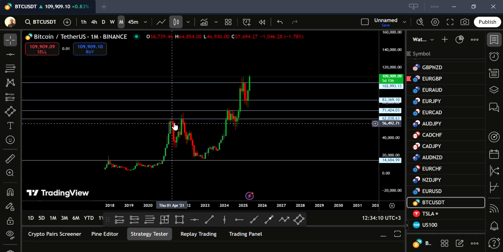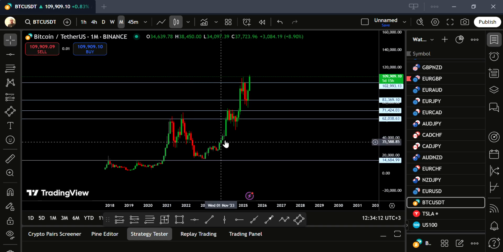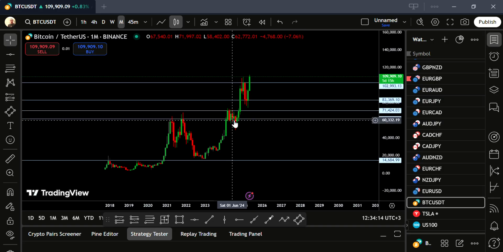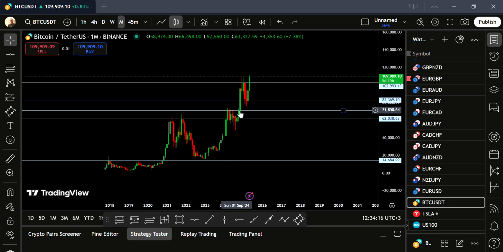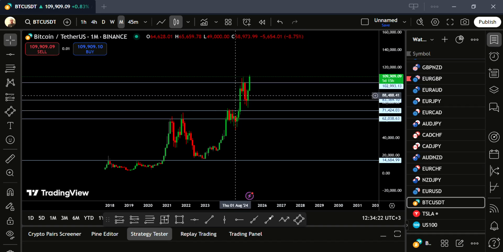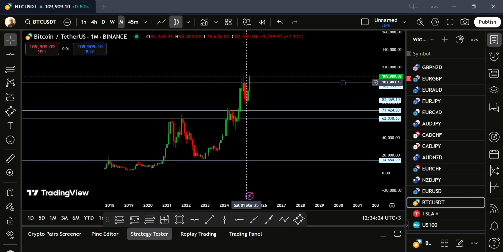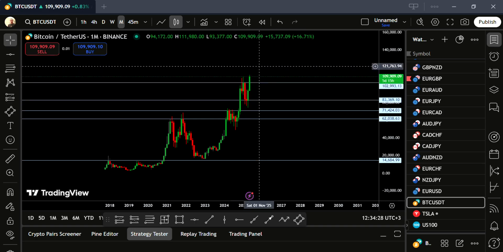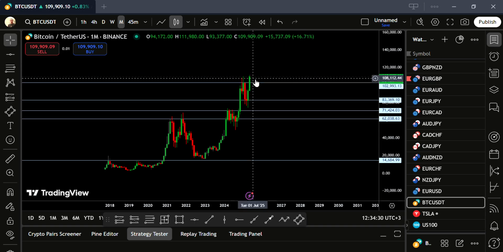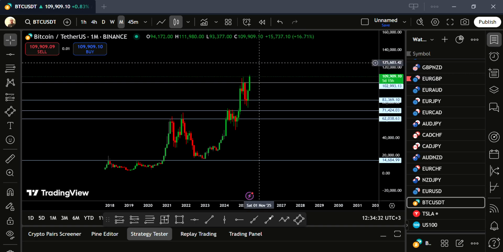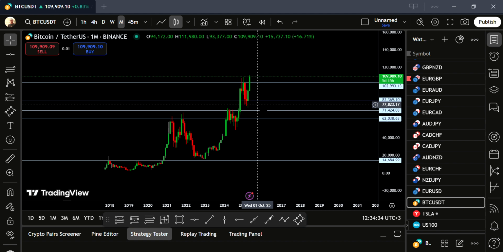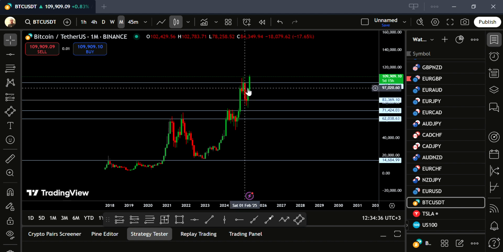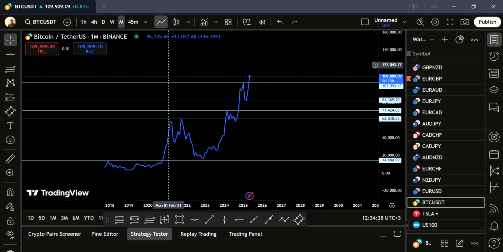So this one tested once, tested twice, went down, then broken, tested again, went up. This one tested once, went up, came down, tested it, went back up. This one tested once, went down, then it has been broken. So is this kind of closing as a bullish candle going to count as a rejection down here? We don't know. So now what do we do?